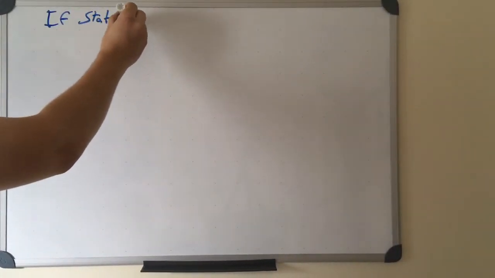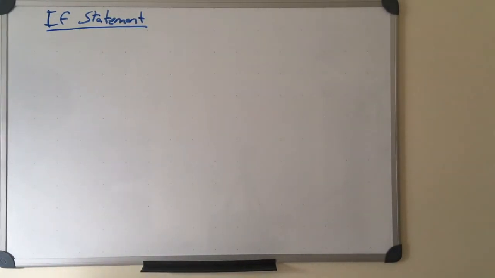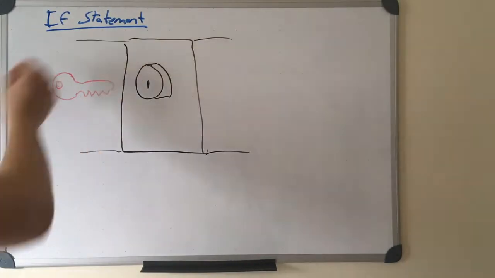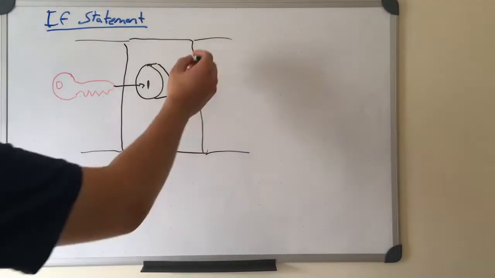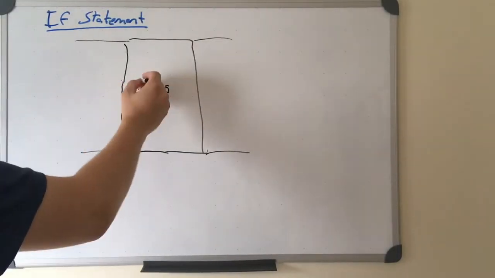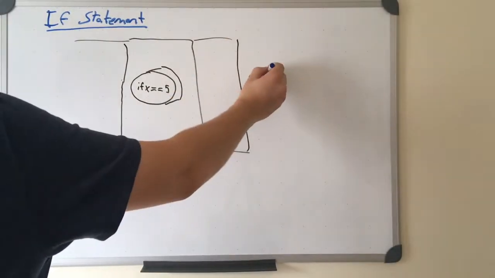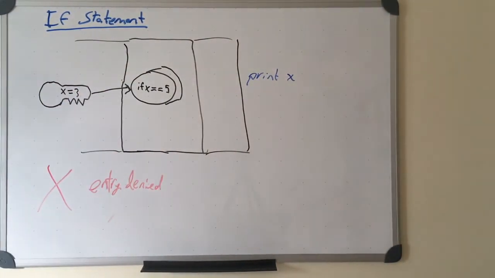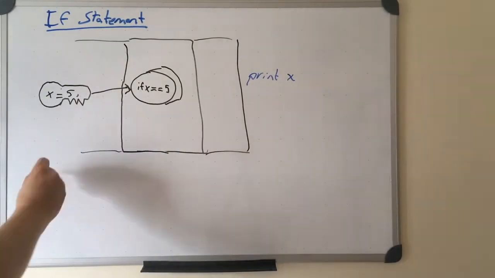An if statement is the first structure that we'll look at. A simple analogy for an if statement is a locked door and a key. If the key is the correct fit, the door can be opened, and if the key is incorrect, then entry is denied. Instead of a key, however, an if statement has a condition that must be met. For example, if x equals 5, then do something, like print the value of x.